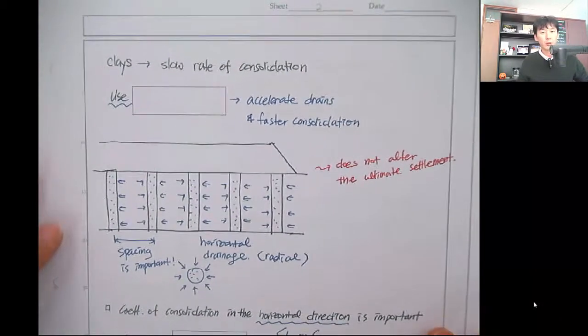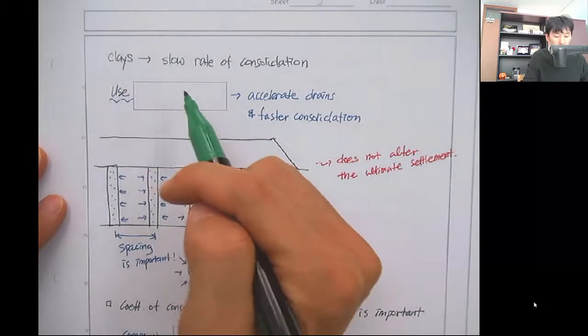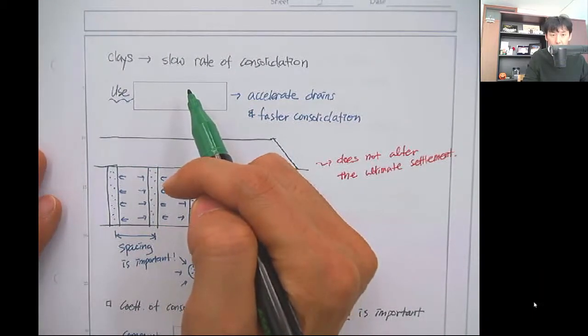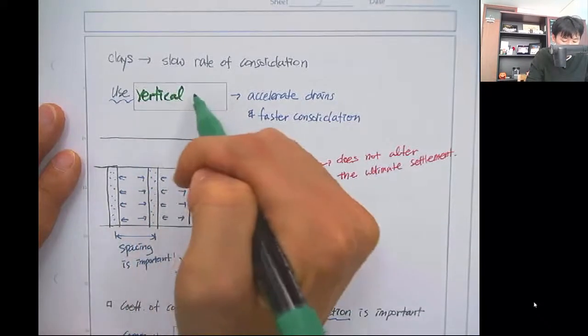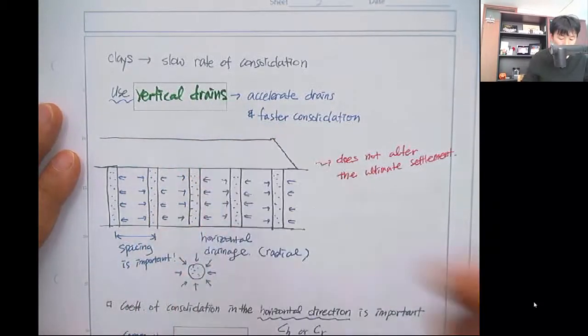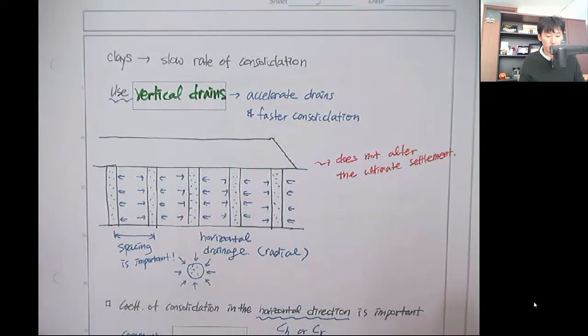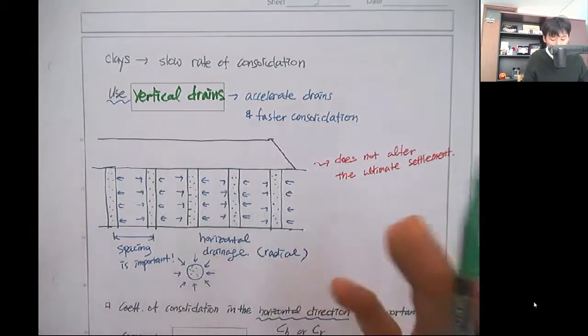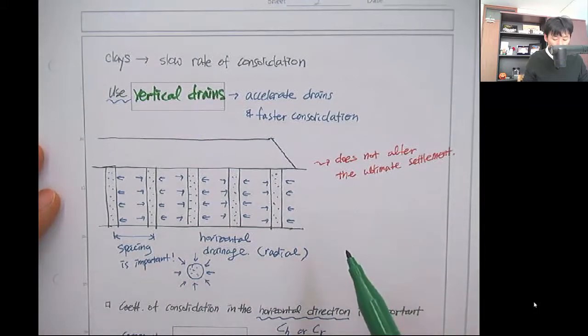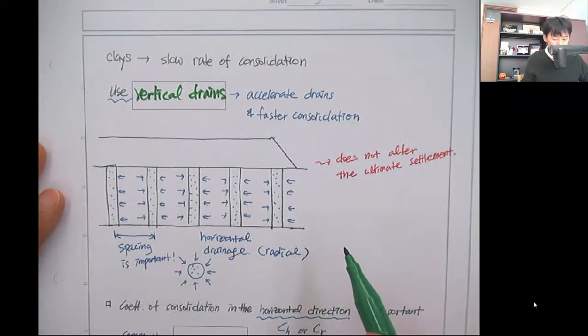As we talked before, the clay has very low permeability, so that it causes a slow rate of consolidation. So in this case, we use vertical drains to accelerate the drainage and make the consolidation faster. Here it shows a typical section view of the vertical drainage site.